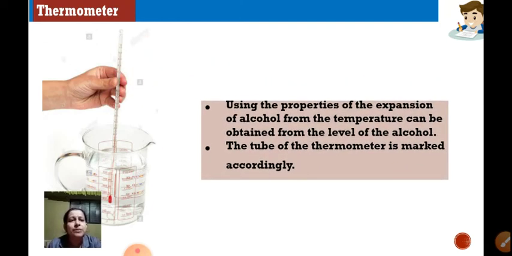So using the properties of the expansion of alcohol, I'm going to use alcohol only because nowadays alcohol is used. The temperature can be obtained from the level of the alcohol, as I mentioned to you. Whatever the level, whether it has stopped or risen up, that level gives you the temperature reading. So the tube of the thermometer is marked accordingly. This is how we measure the temperature with the help of a thermometer.